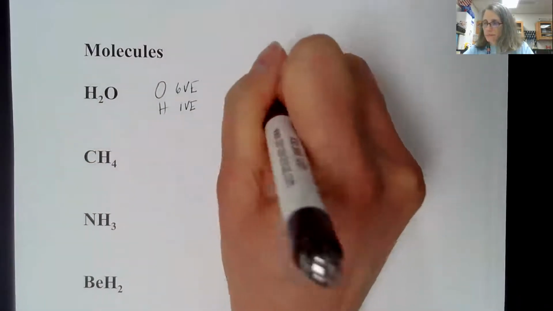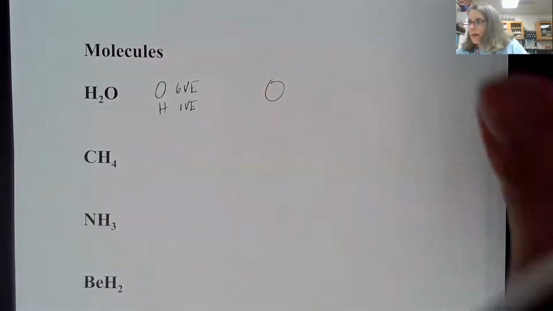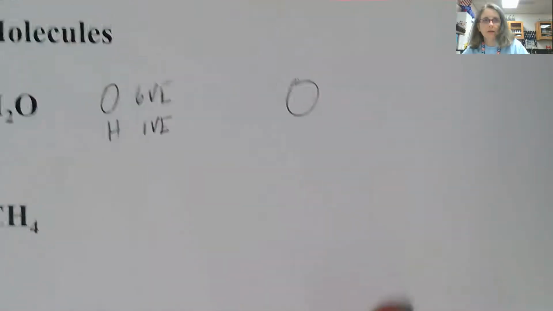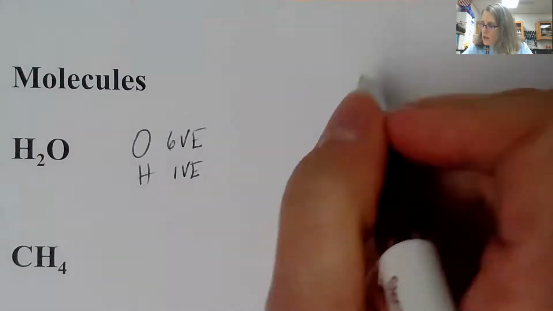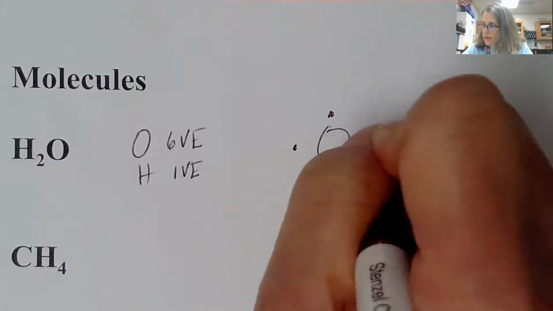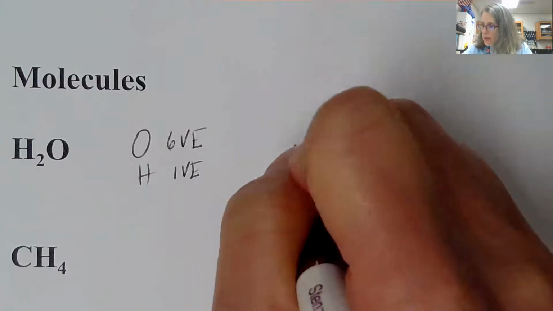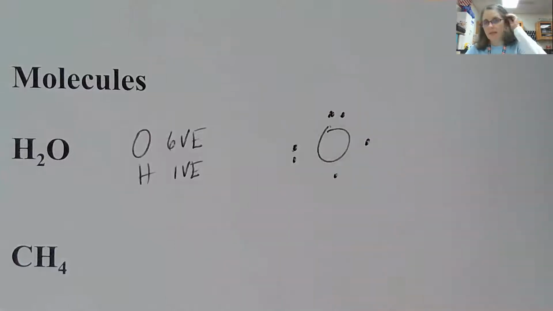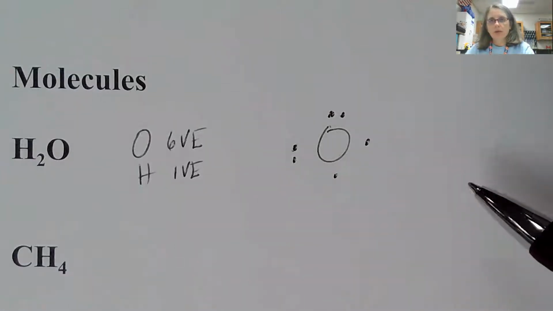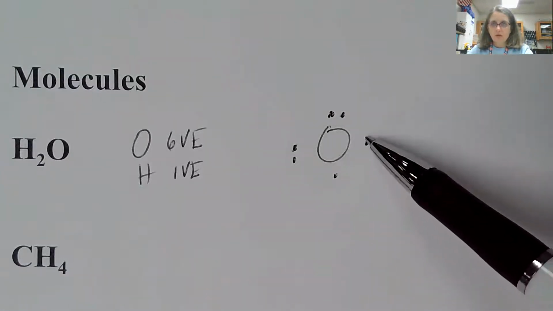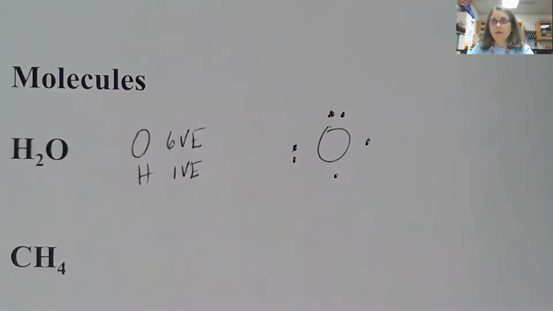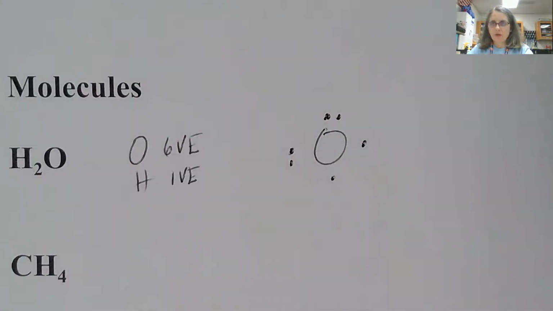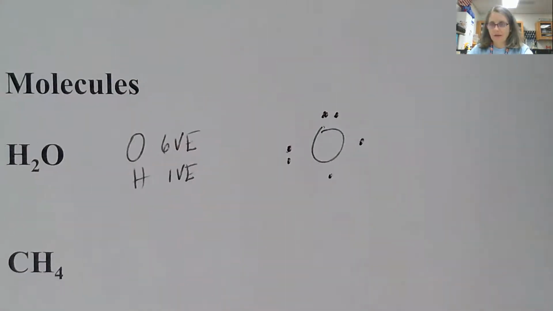So for oxygen, I'm going to draw 6 dots around it. I'll make this a little bigger. I'm going to do 1 dot on each side, and then I'm going to start to double up. Where you double it up doesn't really matter, as long as you have 6 dots around it. But when you start to make these molecules, you do want electrons by themselves, and that is really where you're going to make a covalent bond.